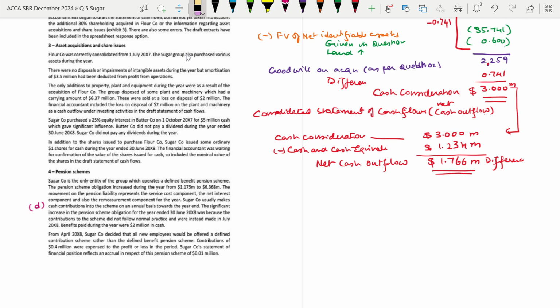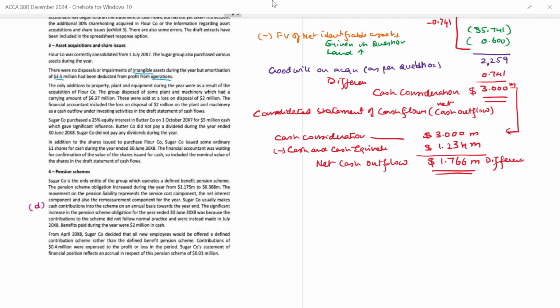Now, the sugar company also purchased various assets during the year. There are no disposals or impairment of intangible assets. But amortization is happening. How much is amortization? 3.5, deducted from profit from operations. Very, very carefully, we are not doing operating activities.